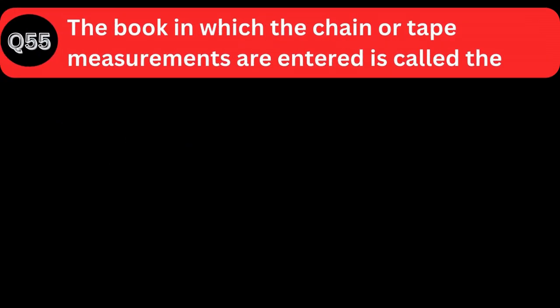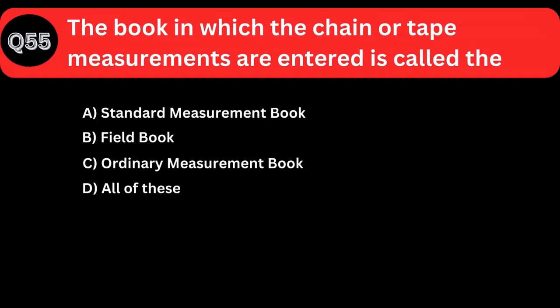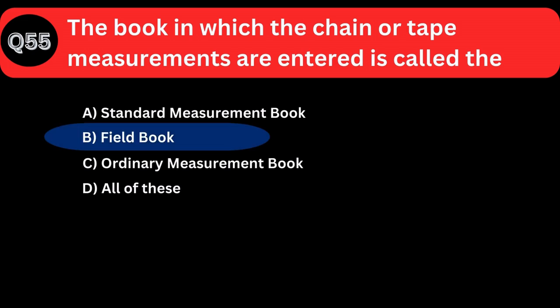The book in which the chain or tape measurements are entered is called the. Options: A. Standard measurement book, B. Field book, C. Ordinary measurement book, D. All of these. Answer: B. Field book.